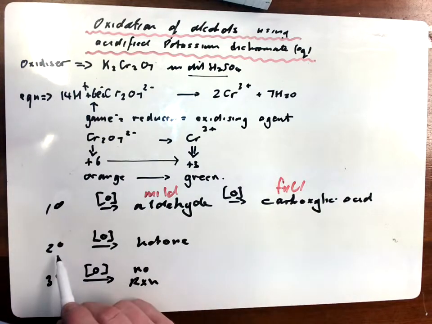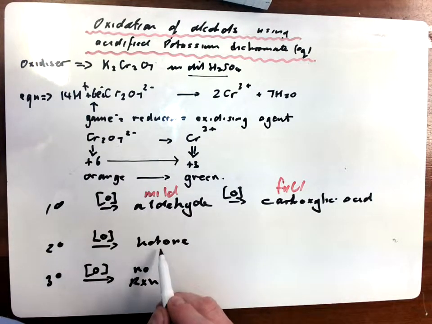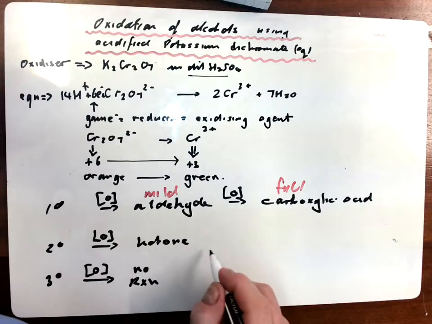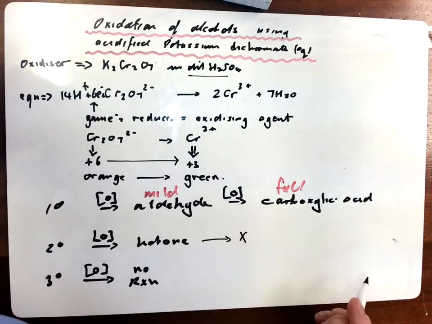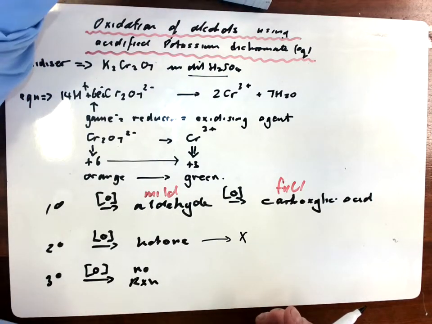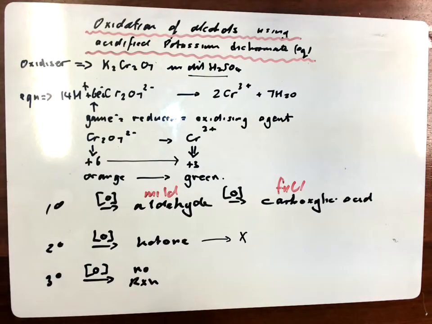Secondary alcohols will be oxidized to a ketone. They don't oxidize any further. Once they get to that, that's it. And tertiary alcohols will not be oxidized at all under these conditions. They can be oxidized, but not under the conditions on the AS chemistry course.